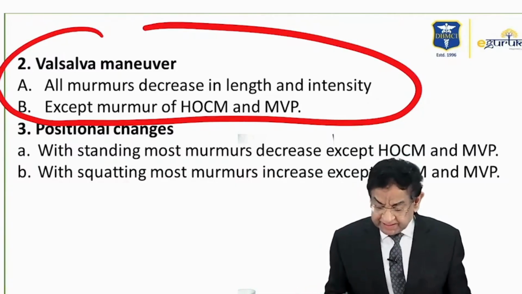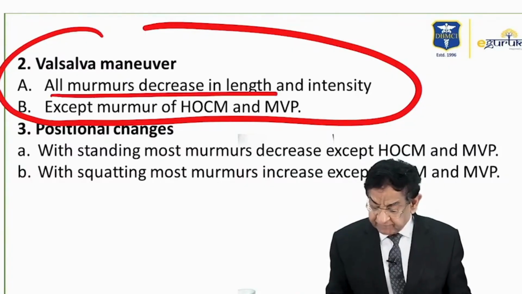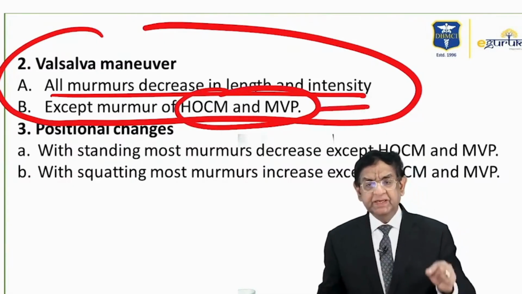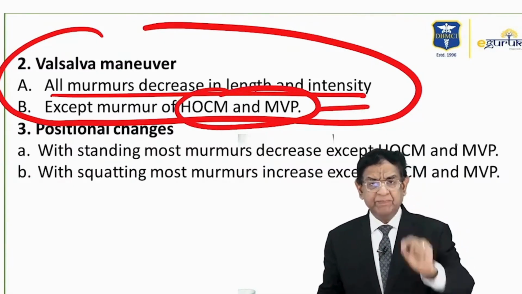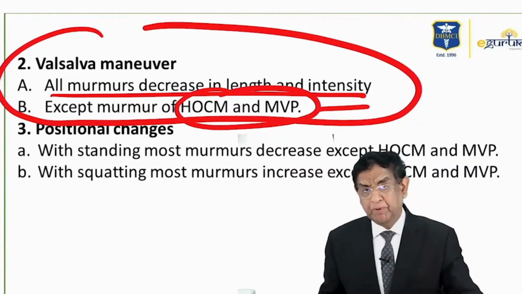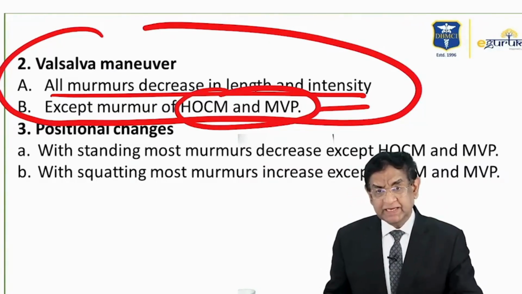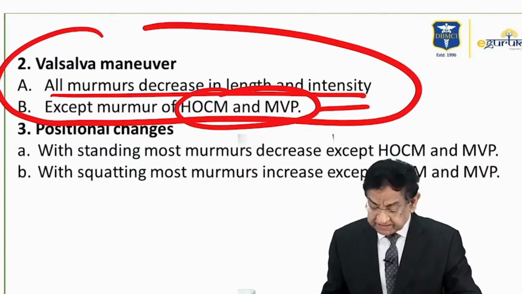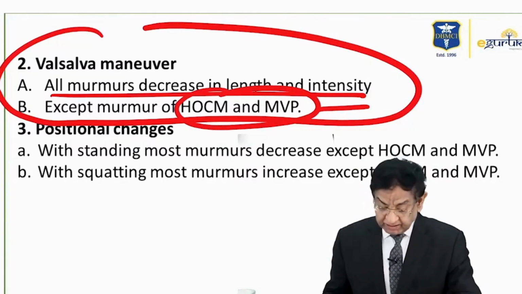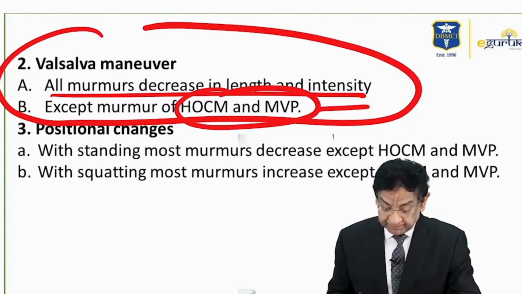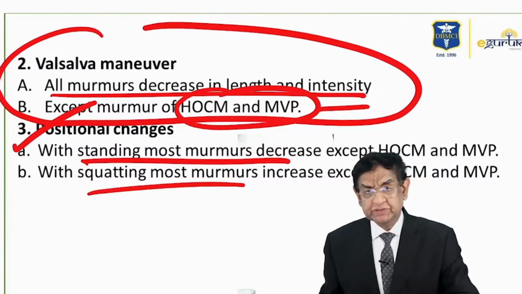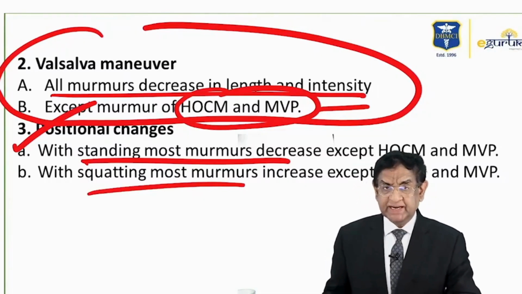All the murmurs decrease in length and intensity except HOCM and MVP. This you have to remember. One of the most important things is that HOCM and MVP are the only two murmurs which increase in intensity on standing and Valsalva. So these two murmurs increase on position change to standing and on Valsalva. HOCM and MVP murmurs increase on standing and Valsalva.